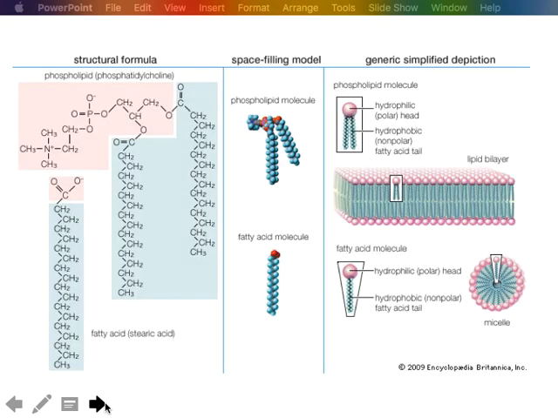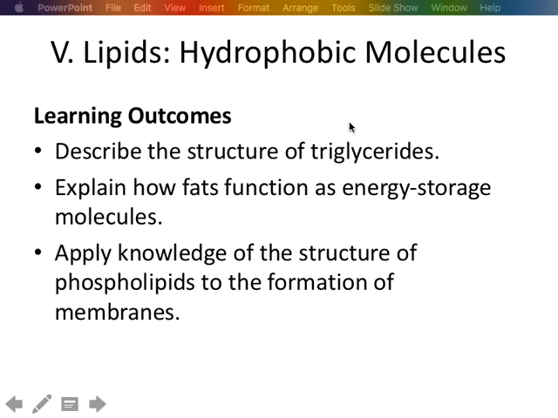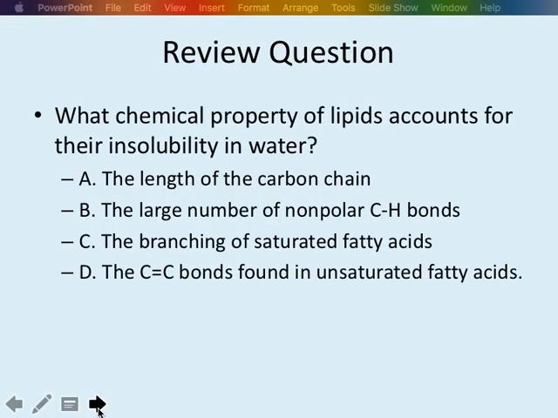All right. So we talked about the structure of triglycerides, where it has a glycerol with 3 fatty acids. Their function as an energy storage because they hold so many carbon-hydrogen bonds, so they can carry twice the amount of energy versus a carb. And then how phospholipids play a very important role in the job of membranes because of those hydrophilic and hydrophobic interactions. So review question, what chemical property of lipids accounts for their insolubility in water?